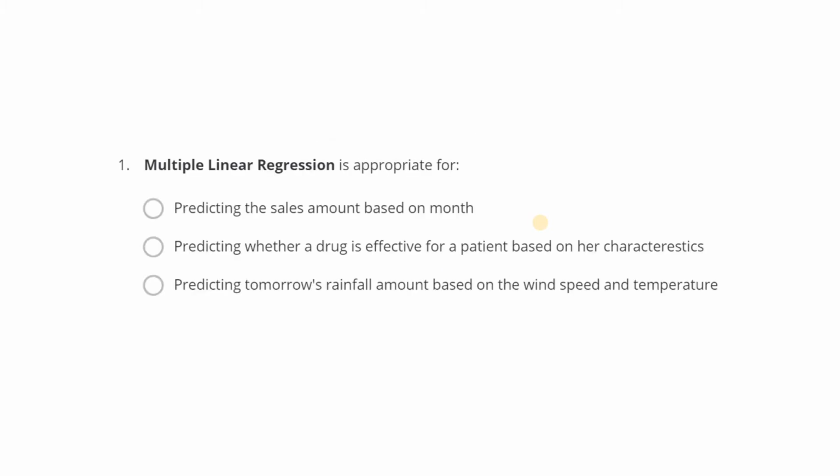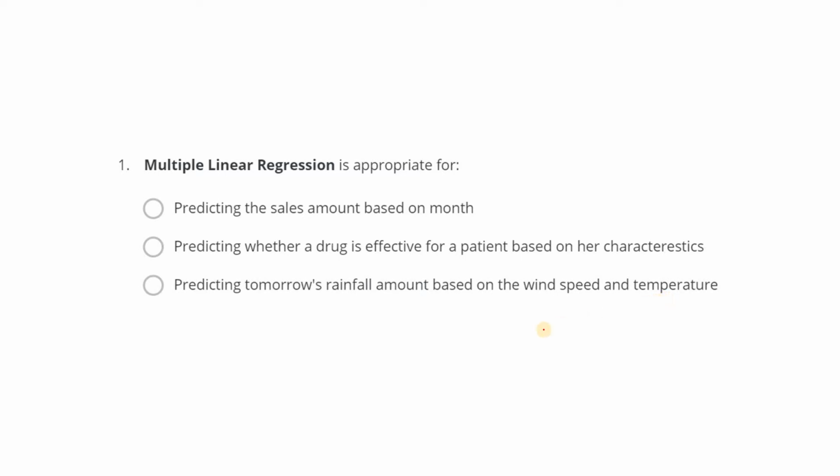Here comes the first question. Multiple linear regression is appropriate for: option A, predicting the sales amount based on month; option B, predicting whether a drug is effective for a patient based on her characteristics; option C, predicting tomorrow's rainfall amount based on the wind speed and temperature. Pause my video, try to think about the correct answer.